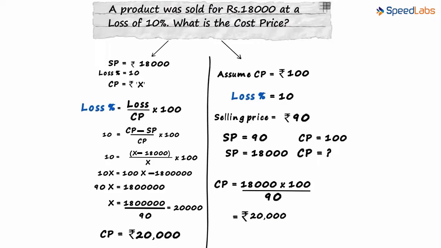You can solve it either way. According to me, the second method makes your calculations easier and avoids variables. But if you like the first method better, you may use it to solve profit or loss percent problems.